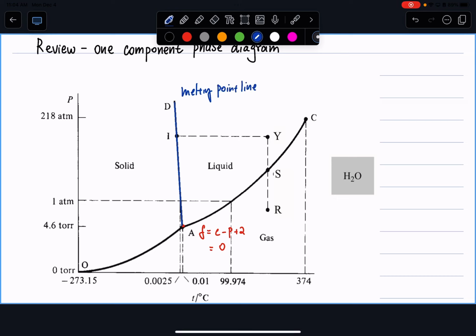So what we have is solid, liquid equilibrium. So if we're plugging back to our degrees of freedom, we still have only one component, but now we only have two phases that are in equilibrium with each other, so F = 1 - 2 + 2. So we have 1 degree of freedom.